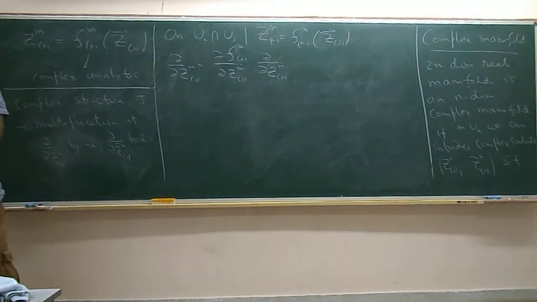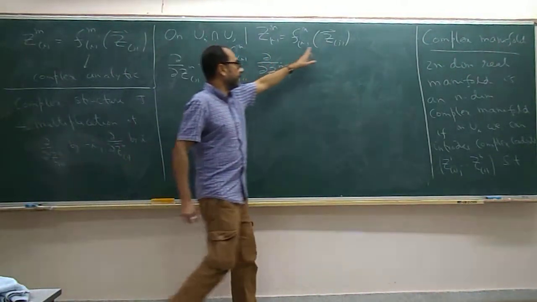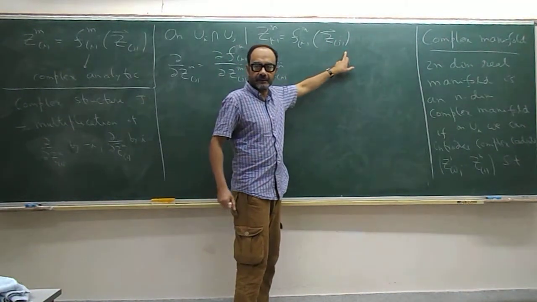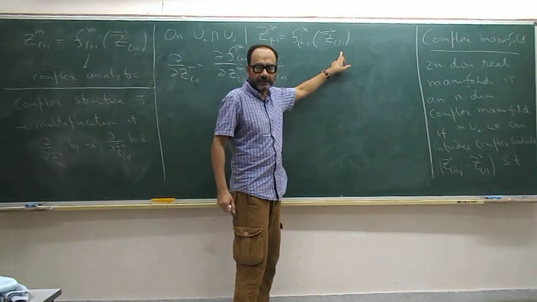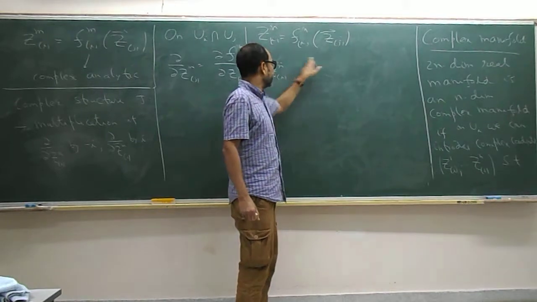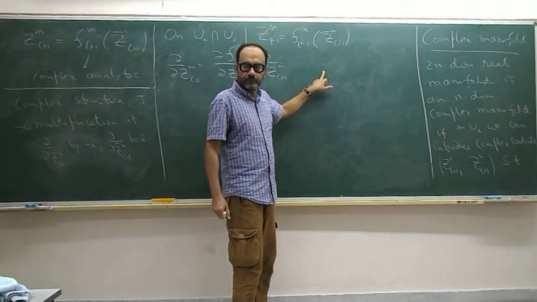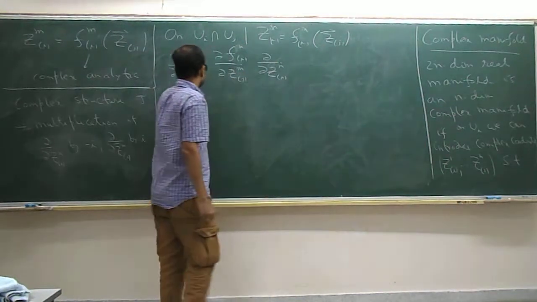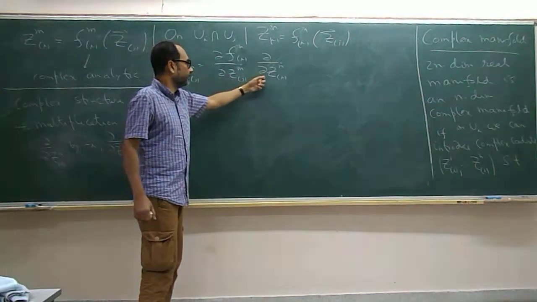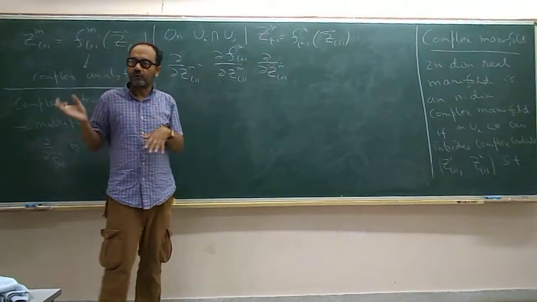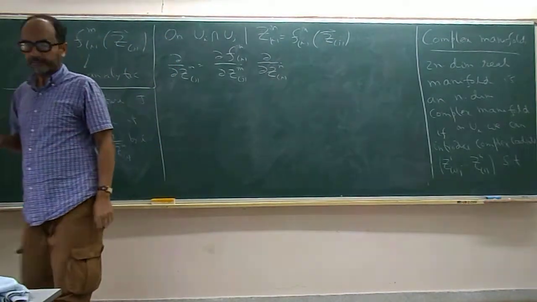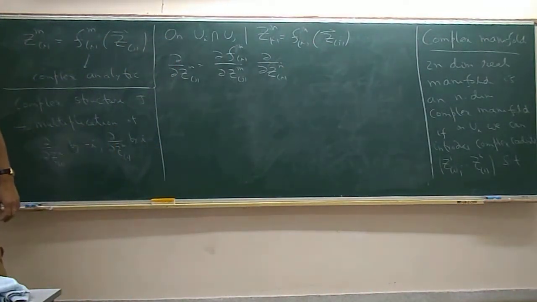That would not be the case if this depended both on Z and Z bar. Unless the transition function was holomorphic, there would be an additional term here which would also involve del Z bar. The absence of that tells us that multiplication by i commutes with the operation of going from one coordinate chart to another coordinate chart. Is this clear?